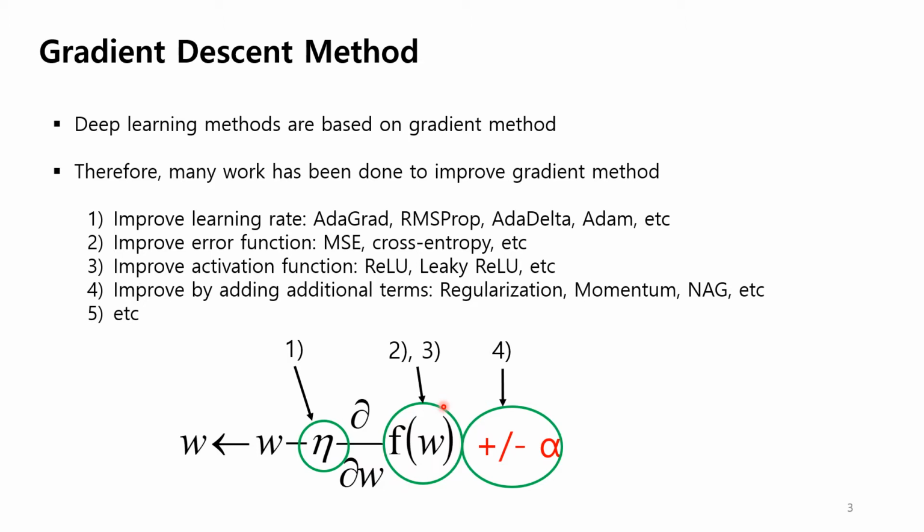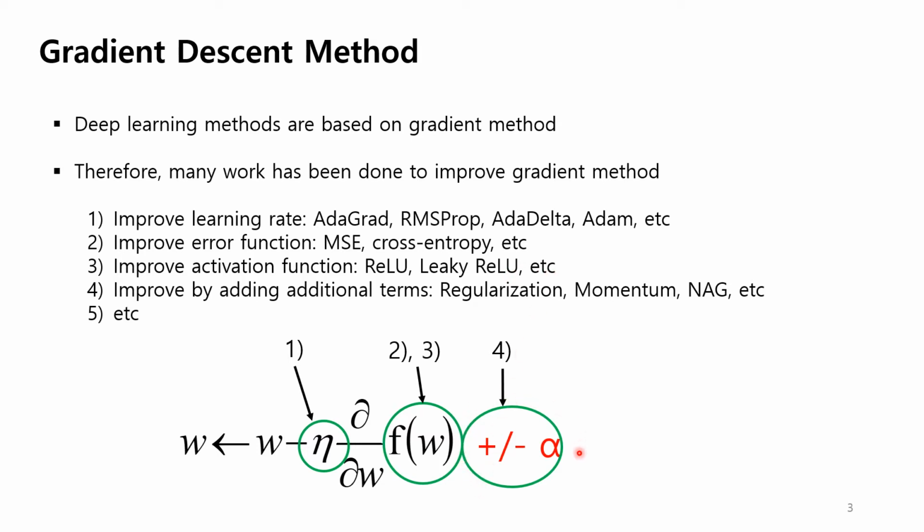And the third direction is, within the error function, we do have what is called activation function. It used to be called output function, but now it is called activation function. Whatever you call it, we do have activation function. In older days we used sigmoid function, but now we have many more options for activation functions. So that's the third direction for improving gradient descent here. It includes ReLU, Leaky ReLU, etc.